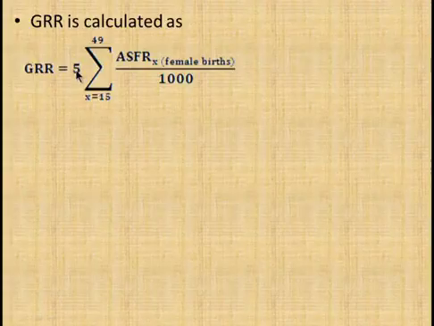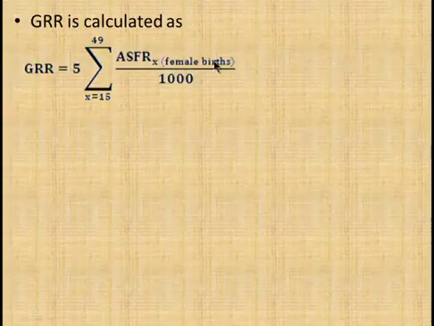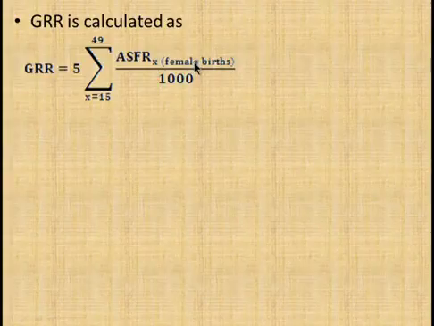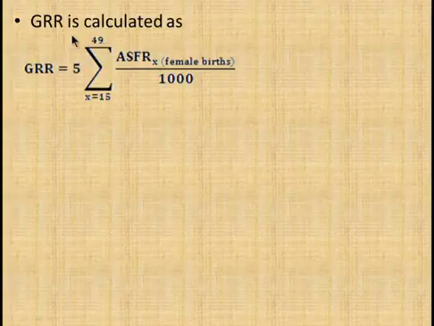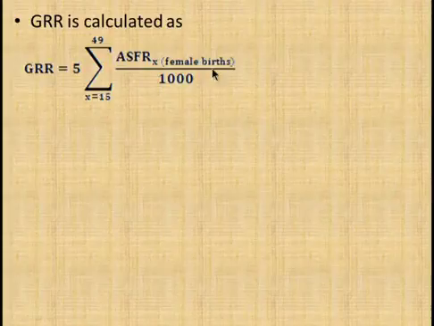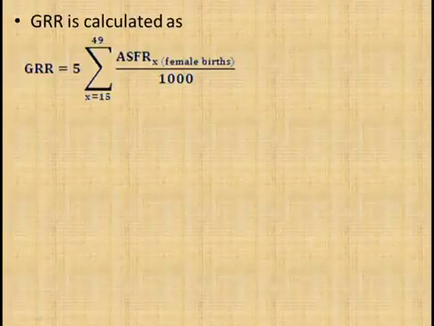Only that this time we are interested in the number of female births only. Earlier on, it was the number of all births, male and female. But under gross reproduction rate, we are interested in the number of female births only.